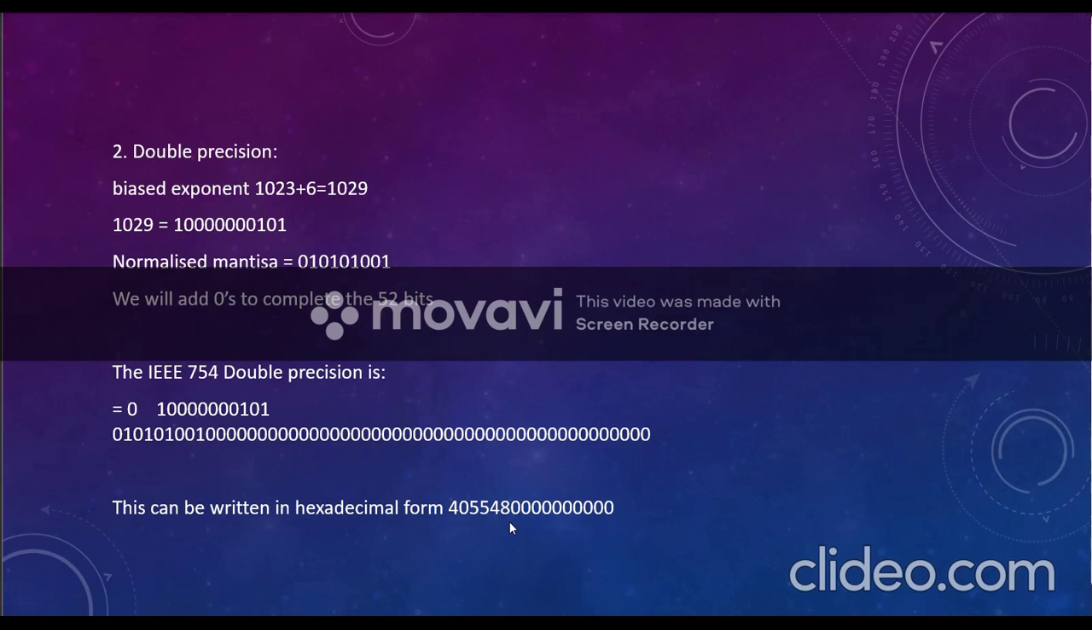Exponent will depend upon the bias, but the mantissa will be the same for both single precision as well as double precision format. In single precision, we have to add 0s to complete 23 bits, and in double precision, we have to add 0s to complete 52 bits.